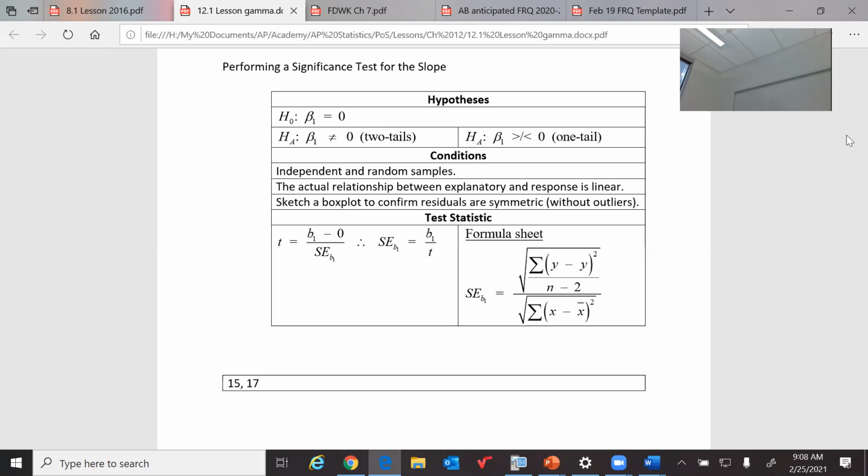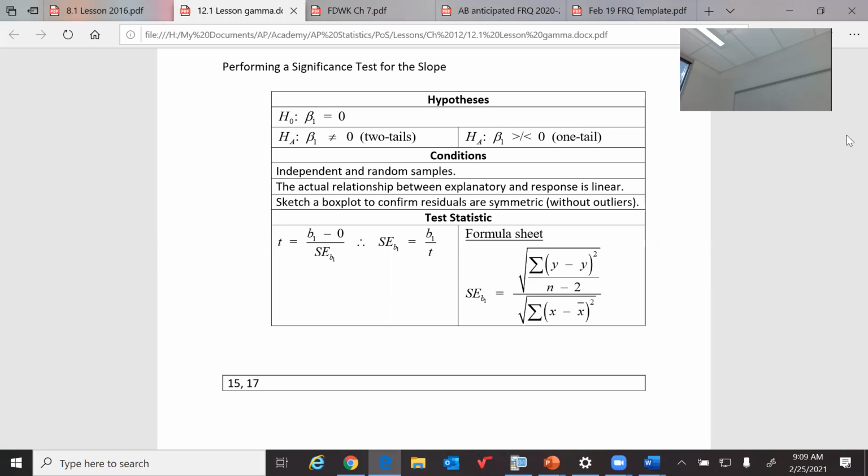Okay? Conditions: SRS, it appears to be linear. The box plot for the residuals is symmetric. Sample size is less than 10% of the population. That's enough to convince you know what you're doing. The t-value is this.